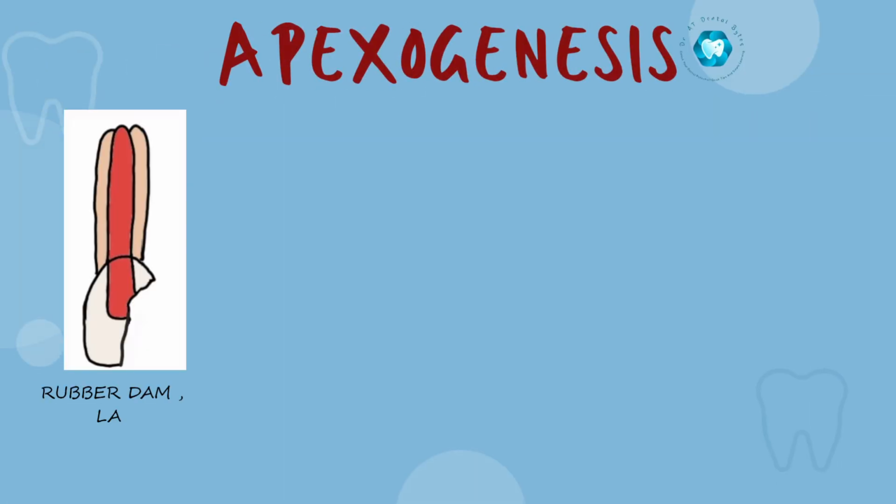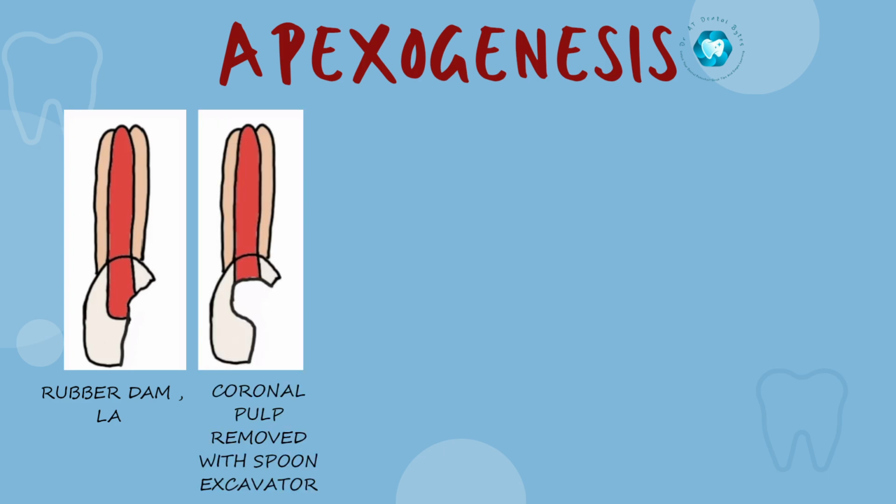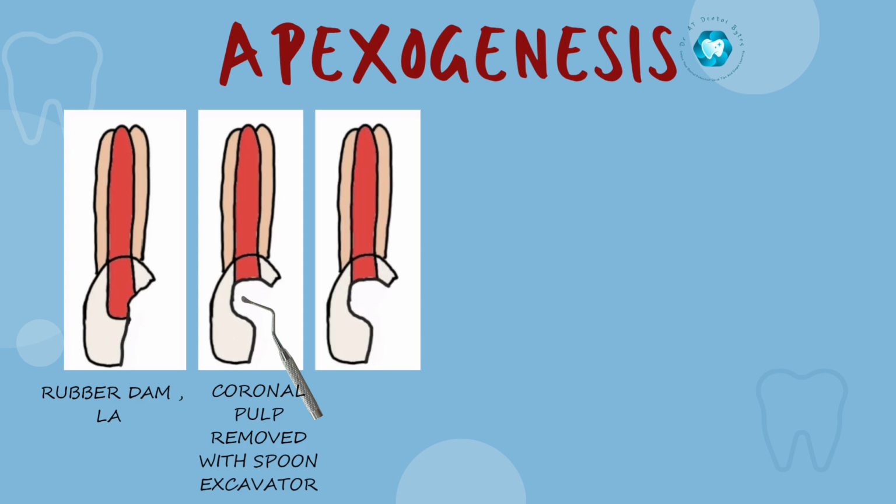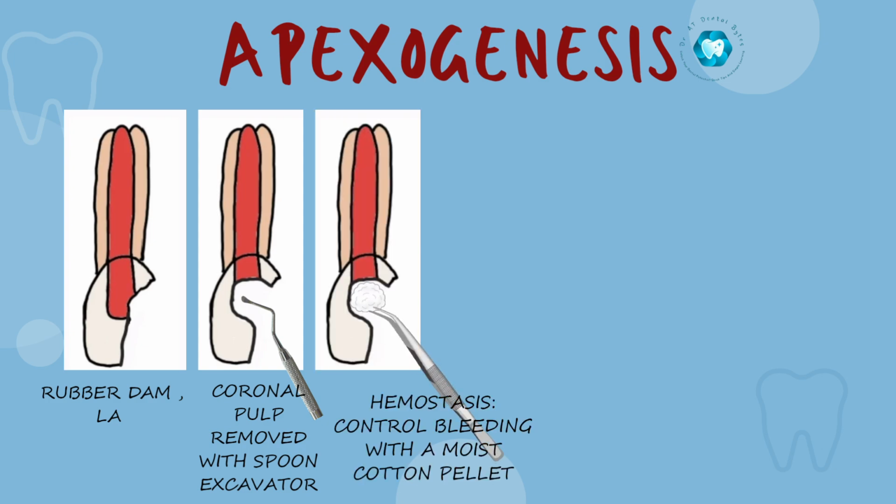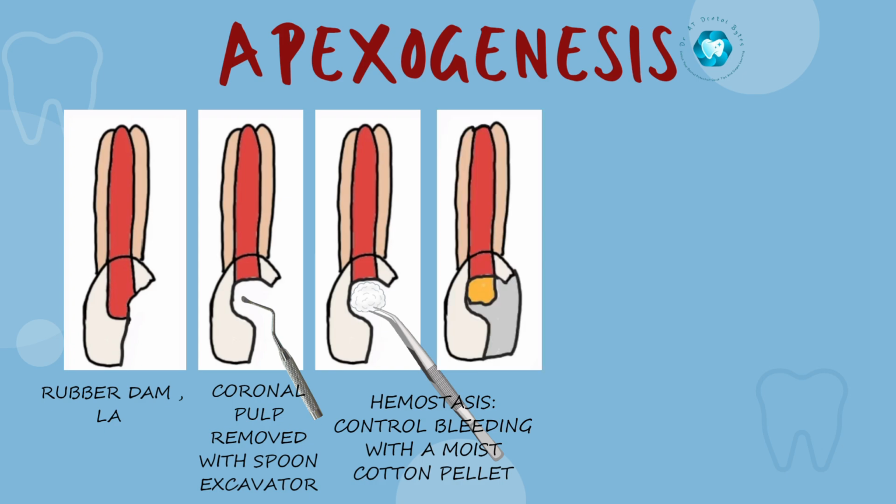Procedure for apexogenesis: the LA is administered and rubber dam isolation is done. If there is any carious tooth structure, it is removed. Then the coronal pulp is removed with the help of a spoon excavator. The bleeding is controlled with a moist cotton pellet. Once the bleeding is stopped, MTA or calcium hydroxide is placed over the root stump and the temporary restoration is given. Regular follow-ups are a must to monitor the healing.